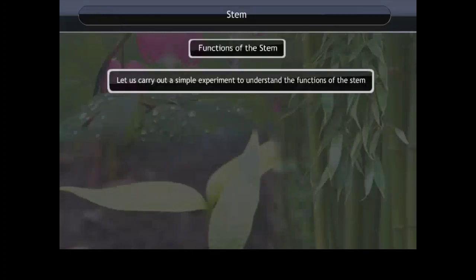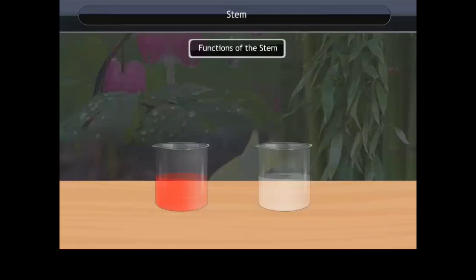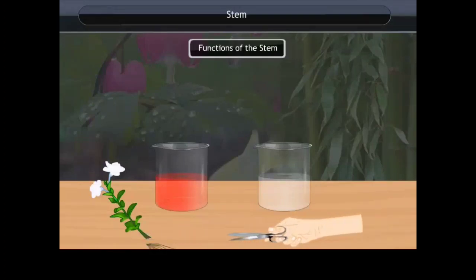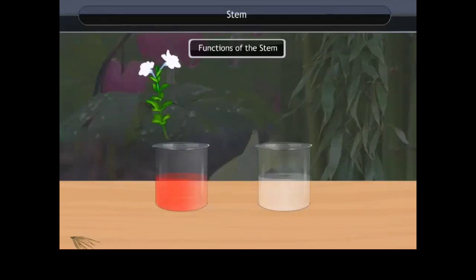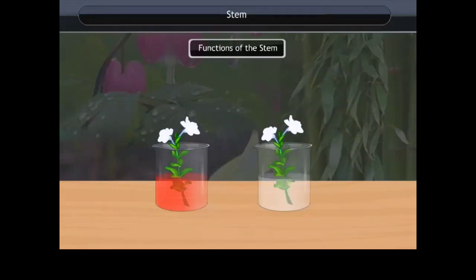Let us carry out a simple experiment to understand the functions of the stem. Fill 2 beakers half full with water. Add about 20 to 30 drops of red ink to one of the beakers and the other beaker should contain just plain water. Cut the stem of a white flower plant and place it in the first beaker containing red ink. Similarly, cut another stem of white flower plant and put it in the second beaker containing just plain water.